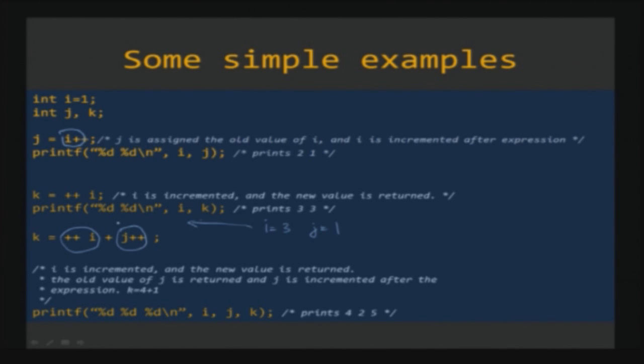So, here the value that will be used will be 4, and here the value that will be used will be the old value of j, which is 1. So, k will be 4 plus 1, which is 5. i will be incremented, so i becomes 4, and after this expression is over, j will be incremented, so j becomes 2. So, when you print this, you will see that i is 4, j is 2 and k is 5. Understand why k is 5, because it is 4 plus 1 rather than 4 plus 2. This is fairly simple, and can be understood in terms of the pre-increment and post-increment operators.